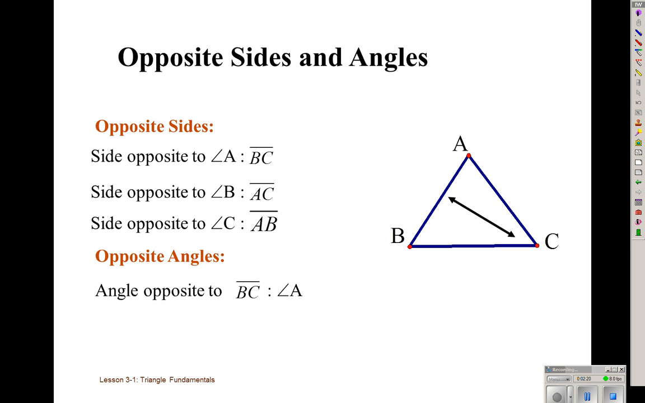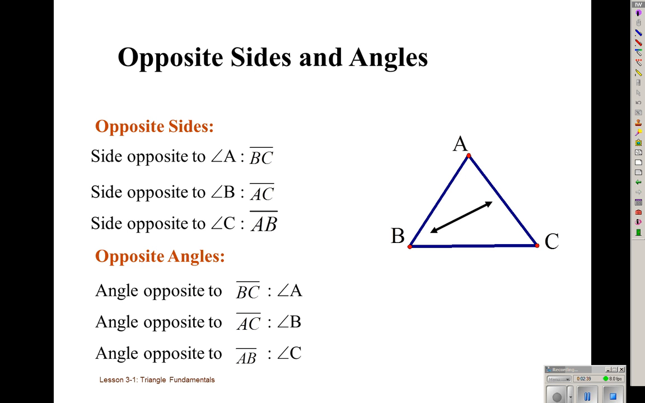It works the same way in the other direction. The angle opposite to segment BC is angle A. Just draw to the angle on the other side of the triangle. The angle opposite to segment AC is angle B. And the angle opposite to segment AB is angle C. Once again, the segment uses B and C, the angle uses A. You'll use all 3 letters when you're doing sides and opposite angles.